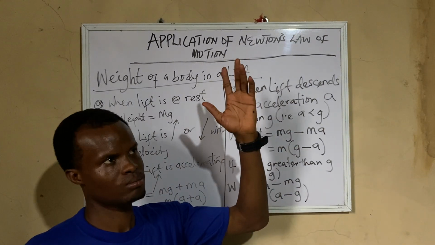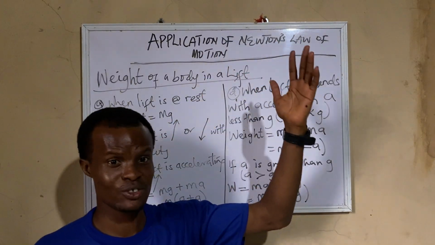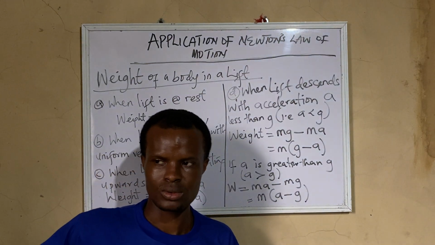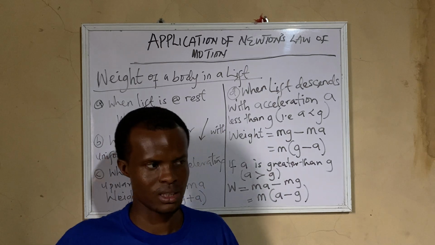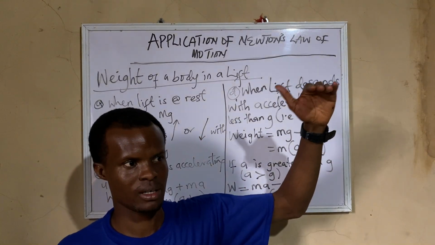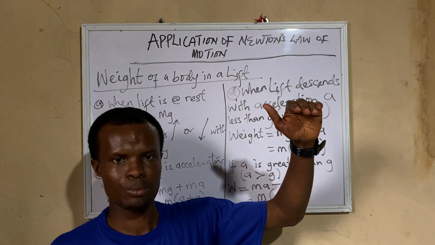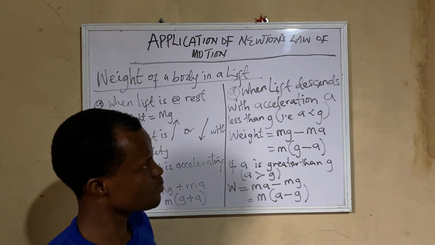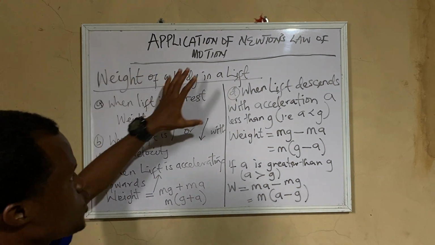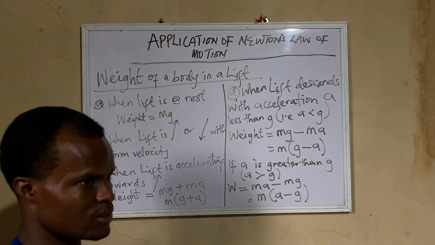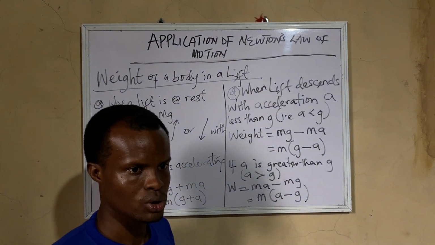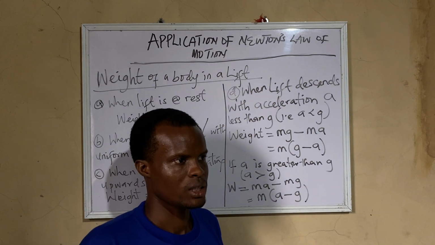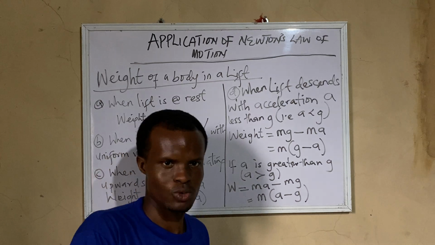So maybe you have a 5-story building, 7-story building, or 10-story building. Instead of taking the stairs, the lift or elevator system is there. It takes people from the ground floor to whichever floor you are going to. One application of this law has to do with the weight of a body in the lift. That is, how does your body respond to the mechanical system of the lift? Is it that you have more weight or your weight decreases?